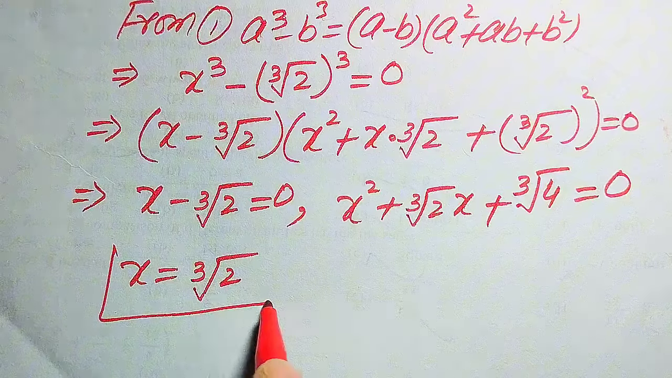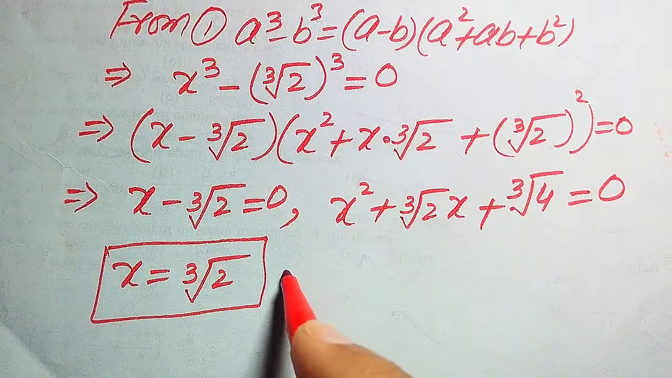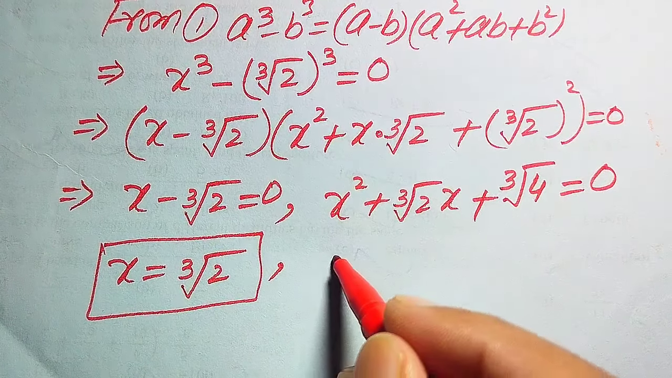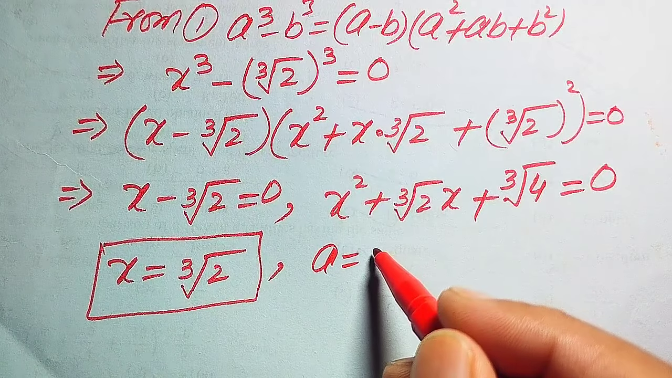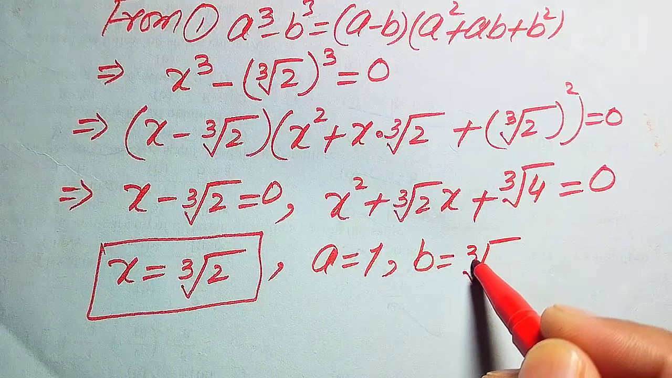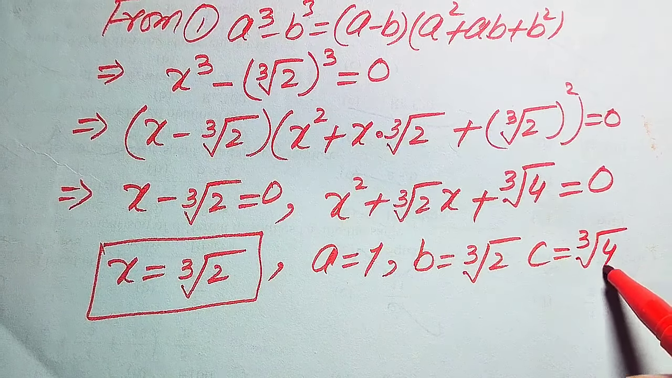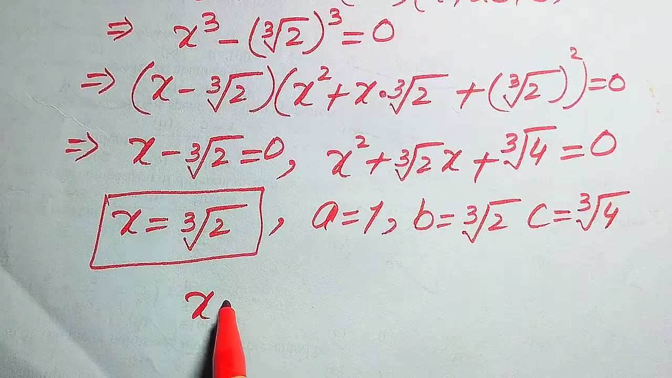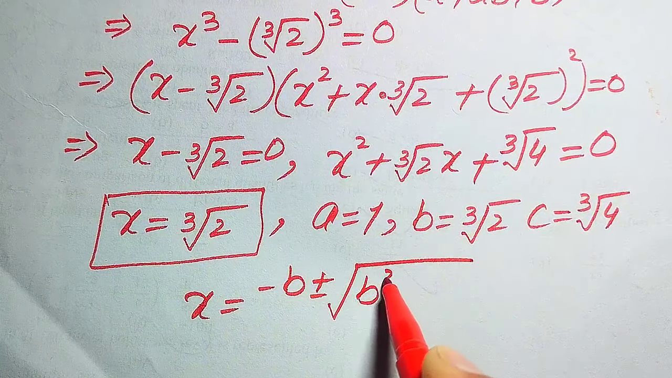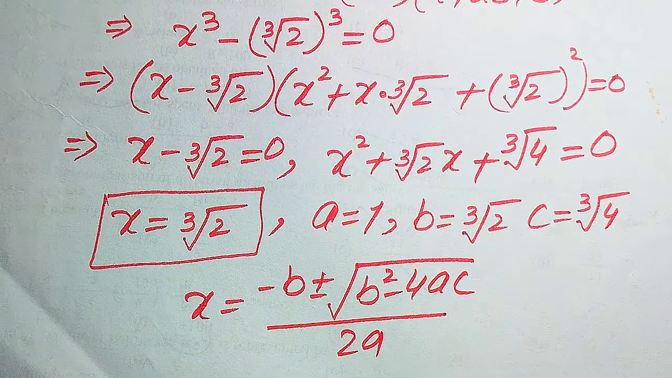So this is the first real root of the given equation, and now in order to find the other roots we need to solve this quadratic equation. So here we use the quadratic formula. First we write the coefficients of this equation: a equals 1, b equals the cube root of 2, and c equals the cube root of 4. So we state the quadratic formula as minus b plus or minus the square root of b squared minus 4ac, divided by 2a.